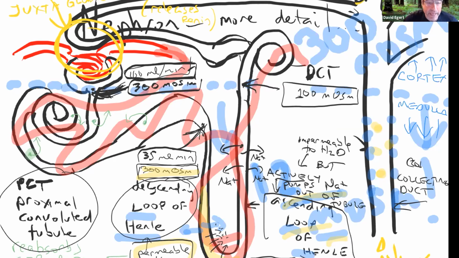We have been pumping out so much salt as we're going back up. The water that's left over is very diluted. Again, because the water didn't leave, the volume is still going to be the same. It was 15 mils per minute here, and it's still going to be 15 mils per minute because we didn't change the amount of water. But we got rid of a lot of the salt. So now it's very dilute.